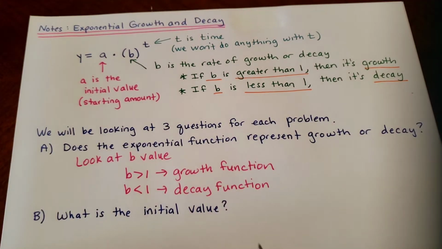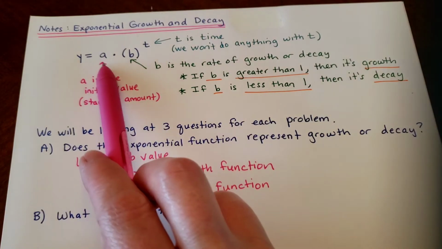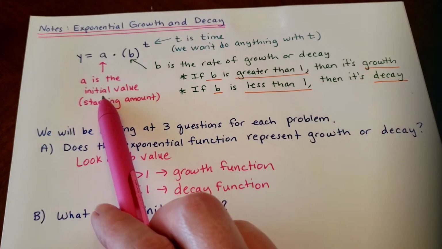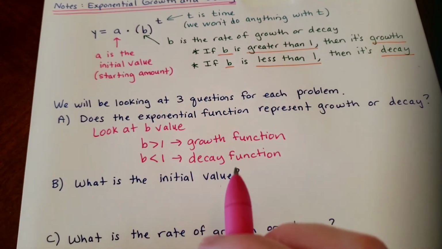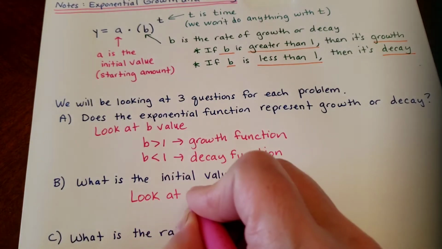The next part talks about the initial value. What is the initial value? You're going to notice this a, the number out in front of the parentheses by itself, that's your initial value. So you'll just state whatever that value is. For initial value, you're going to look at the a value.